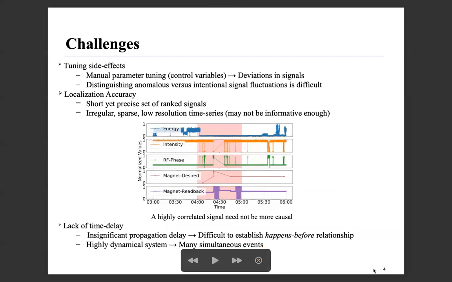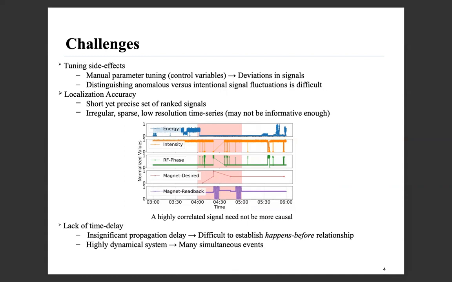There are three main challenges. First is tuning side effects. Many control variables and set points are manually tuned to establish a certain configuration needed for specific experiments. This creates a ripple effect. Many other signals get affected, and often there's fluctuation in the performance. So considering both intentional deviations and anomalous deviations, anomaly detection is difficult.